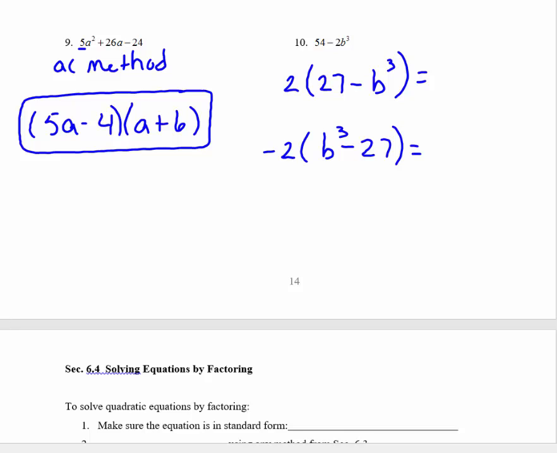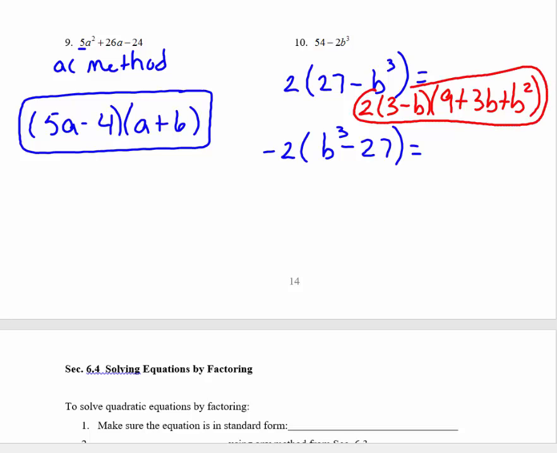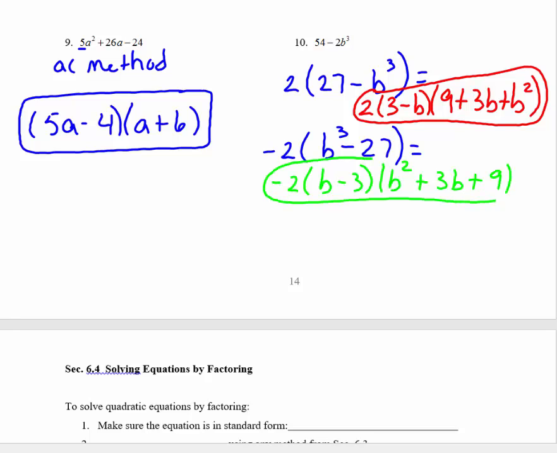If you don't flip it, you end up with 2 times 3 minus b, then 9 plus 3b plus b squared. So if you don't want to take out the negative and you just want to take out the positive 2, that would be the answer you end up with. If you do take out the negative 2, you're going to end up with negative 2 times b minus 3, then b squared plus 3b plus 9. So either answer is correct. It just depends on how you want to work out the problem.